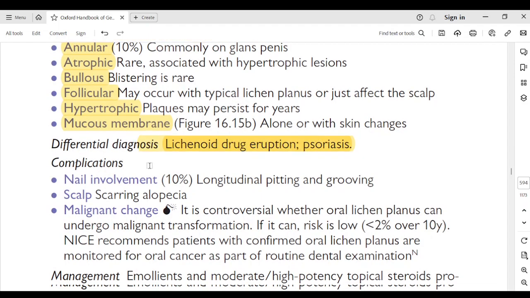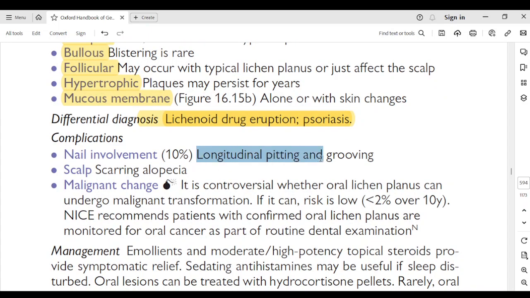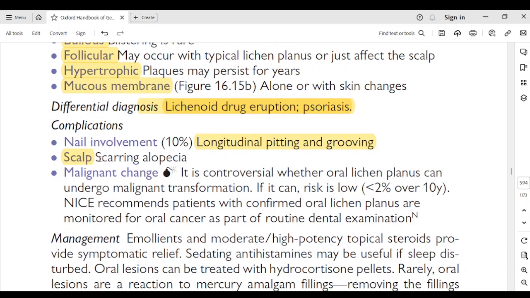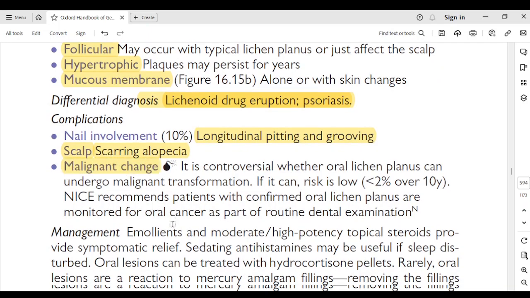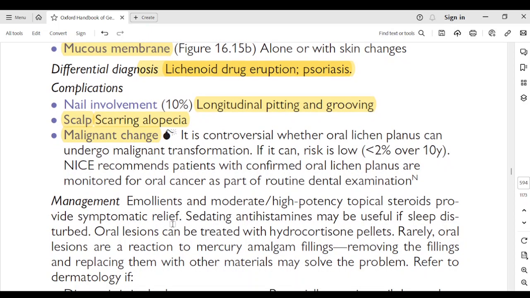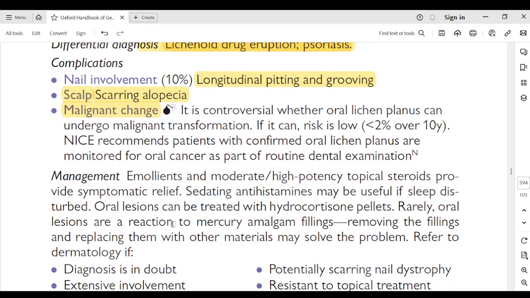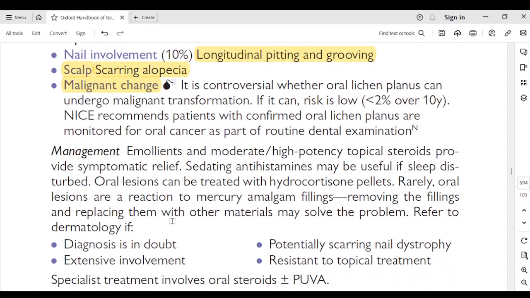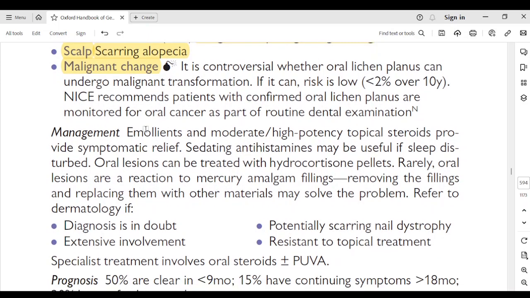Complications of lichen planus: nail involvement, longitudinal pitting and grooving. Scalp involvement can cause scarring alopecia. Malignant change: it's controversial whether oral lichen planus can undergo malignant transformation. If it can, risk is low, 2% over 10 years. NICE recommends patients with confirmed oral lichen planus are monitored for oral cancer as a part of routine dental examination.